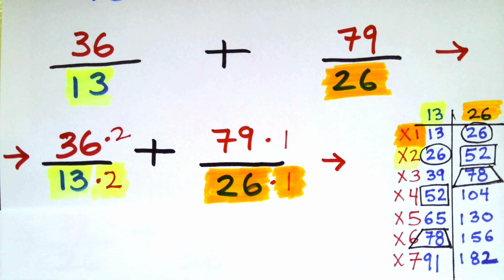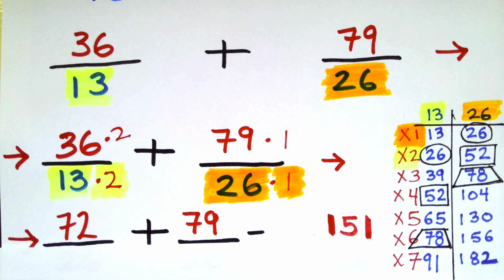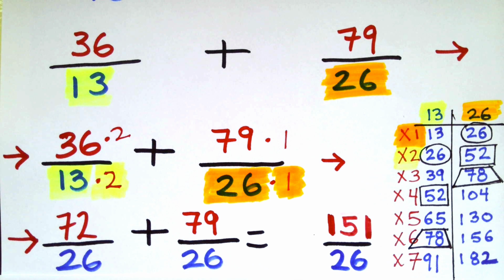All right. So 13 times 2 gives me 26. 36 times 2 gives me 72. Plus 1 times 26 gives me 26. 79 times 1 gives me 79. Right? And let's take a look and see what that looks like here. So you have 72 over 26 plus 79 over 26. That equals 151 over 26. Improper fraction. Let's go ahead and convert this improper fraction into a mixed number.